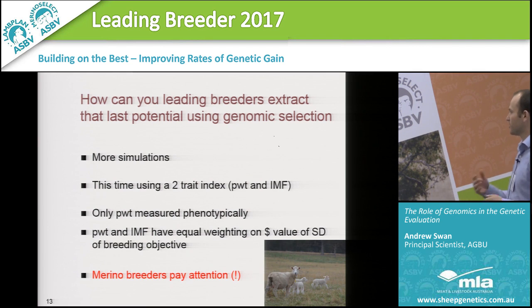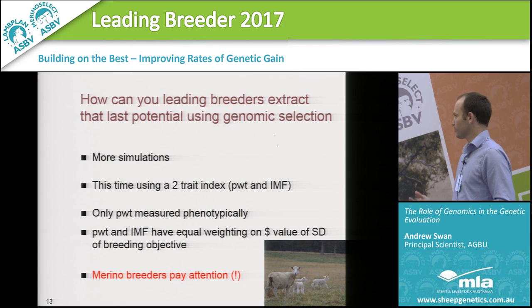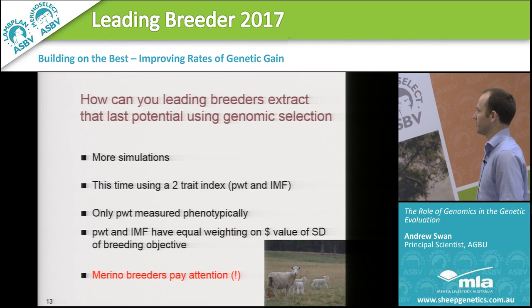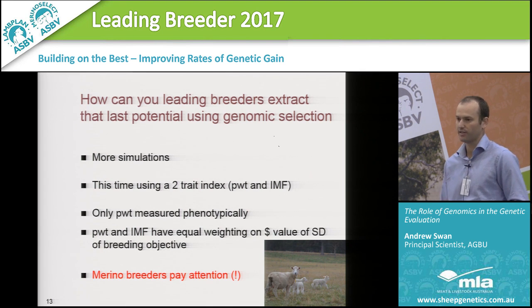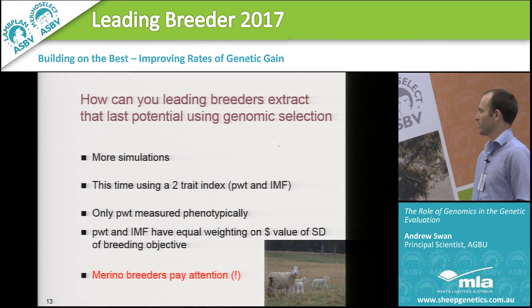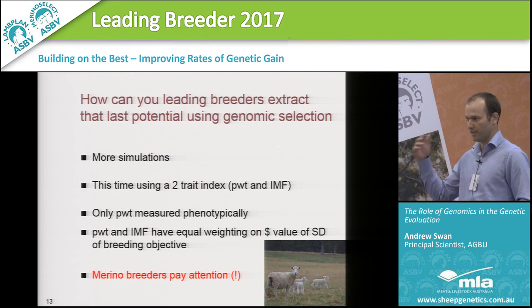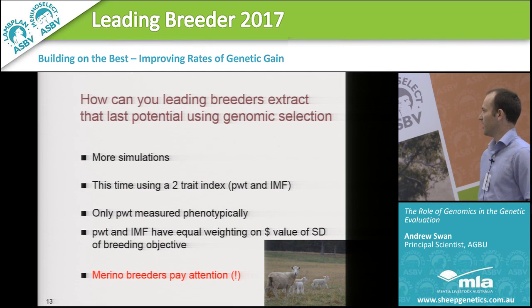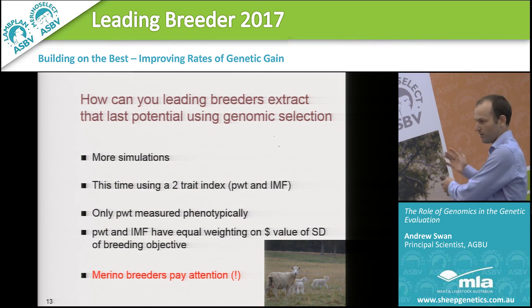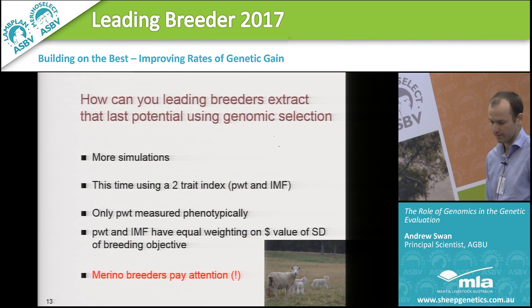I did some more simulations, and this time I just used a simple 2-trait index, and I used the genetic covariances for post-weaning weight and IMF. So remembering that if we're just selecting on post-weaning weight, lean meat yield increases, IMF decreases. So basically we can treat post-weaning weight as all the traits that you normally measure, and then IMF as all the traits that don't get measured in the eating quality index.